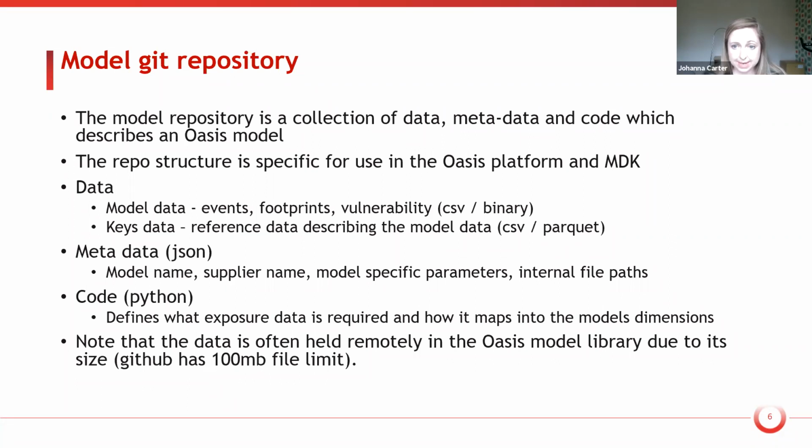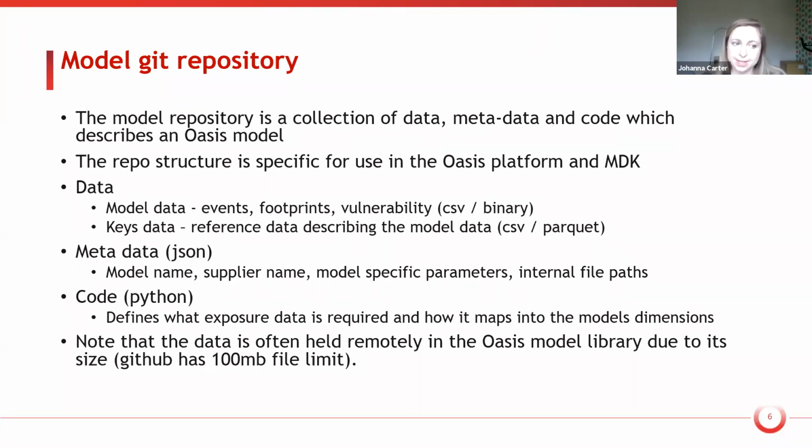To summarize the data, there's two main types of data: the model data, which is the events, the footprints, the vulnerability, damageability functions. And that's what I'm going to be talking about in part 2. And that eventually becomes a binary format. You start from a CSV format and then you convert it to a binary format. And that compresses it and makes it a bit smaller.